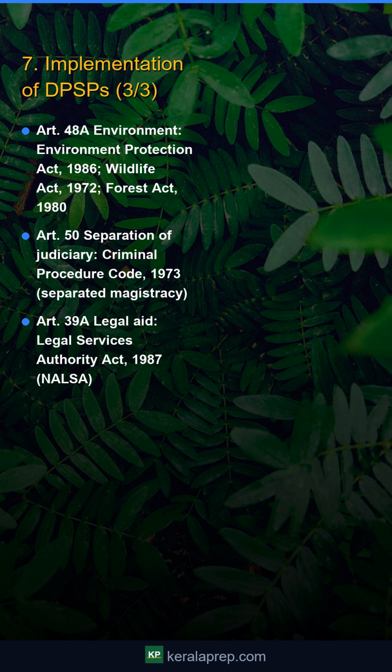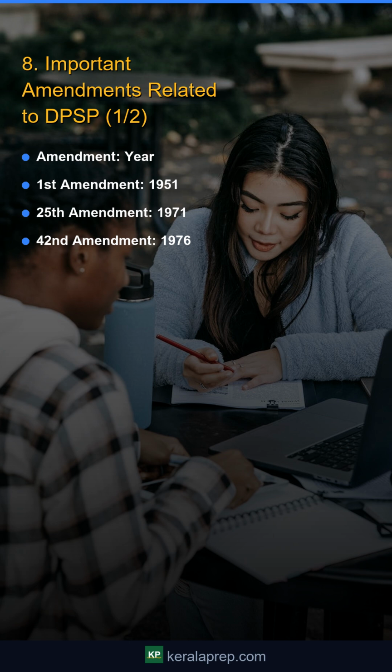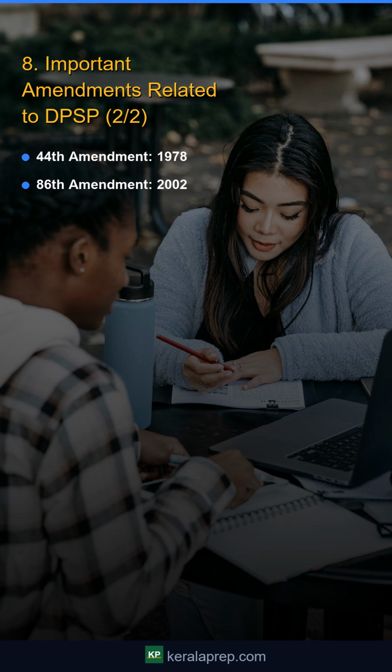8. Important amendments related to DPSP. First Amendment, 1951. 25th Amendment, 1971. 42nd Amendment, 1976. 44th Amendment, 1978. 86th Amendment, 2002.